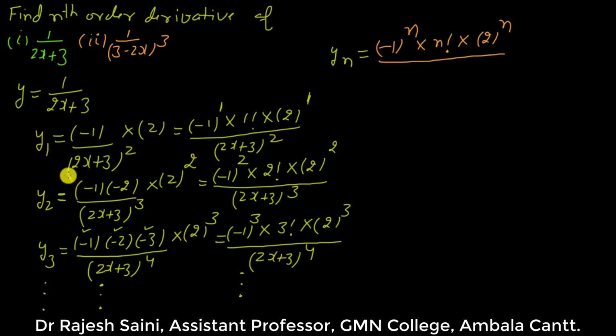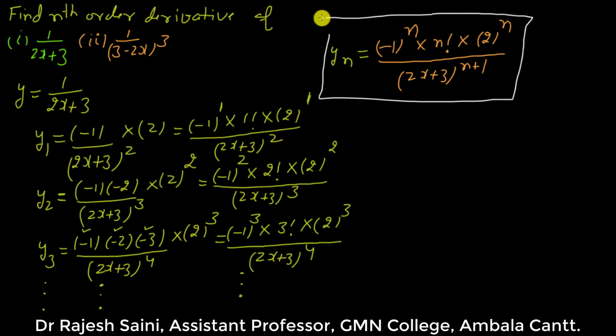Now again see, when here is 1, here is 1 more, 1 plus 1. When here is 2, here is 2 plus 1. When here is 3, here is 3 plus 1. So whenever here will be n, here will be n plus 1: (2x plus 3) raised to the power n plus 1. So this is the nth order derivative of the given problem.